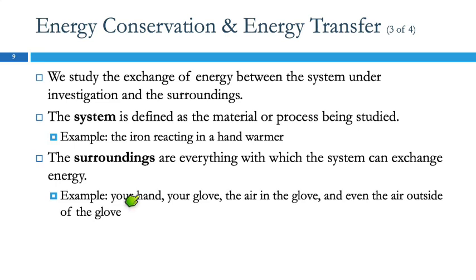So you could define the system as your hand. Oh, I'm sorry, I'm jumping ahead. We could define the system as the iron in that hand warmer, right? Then the surroundings are everything around it that it can exchange energy with. So it can exchange energy with your hand, your glove, the air in the glove, the air outside of the glove. And technically the surroundings would be the entire universe, right? But the exchange past a foot or two is so small that we can ignore that. So we identify the system, and the things around it are the surroundings.